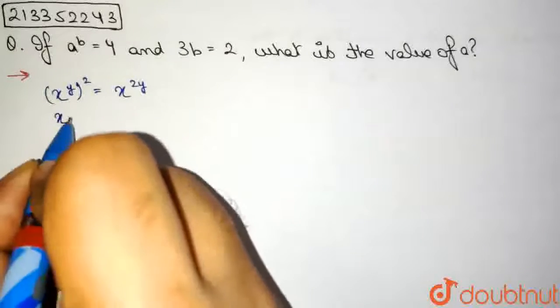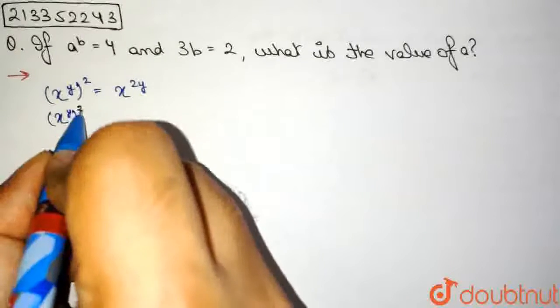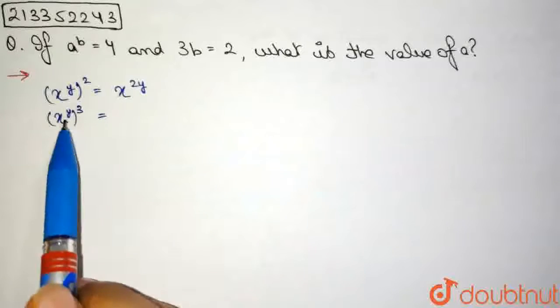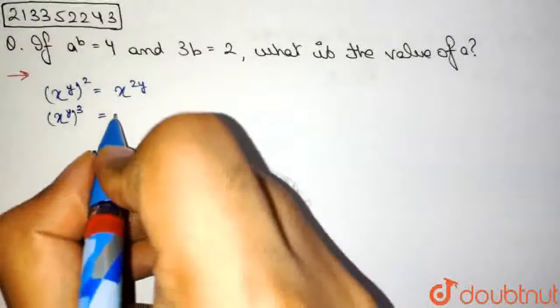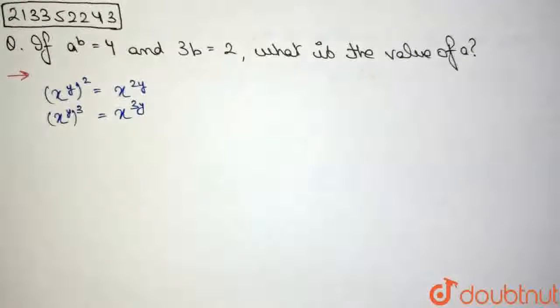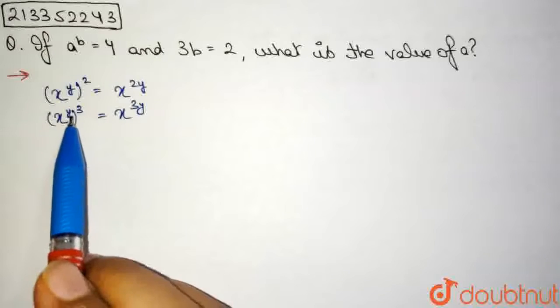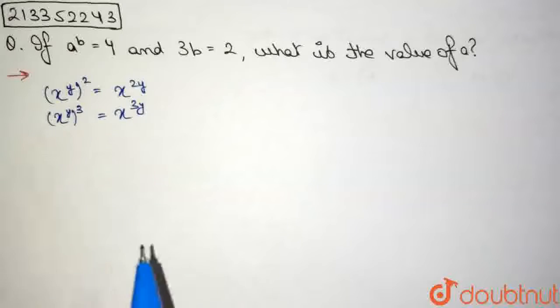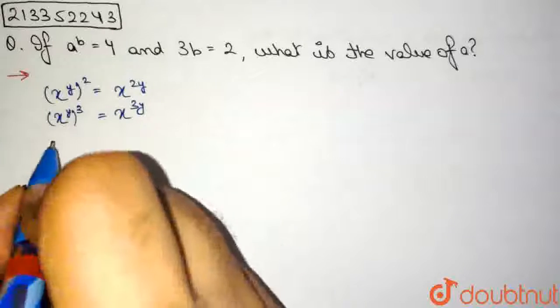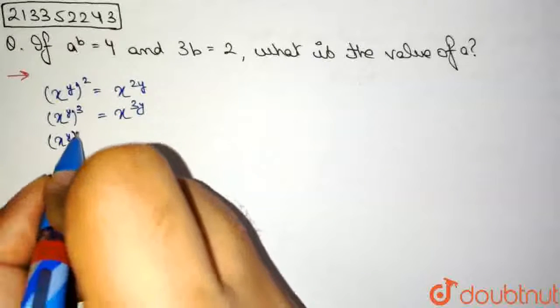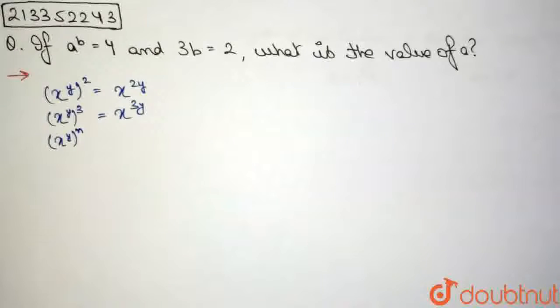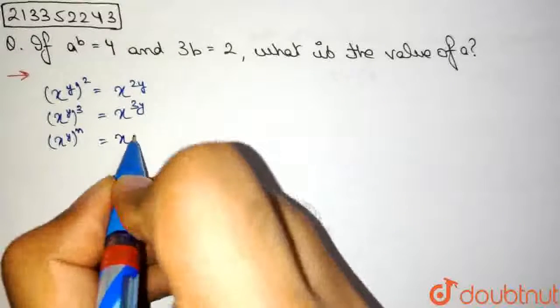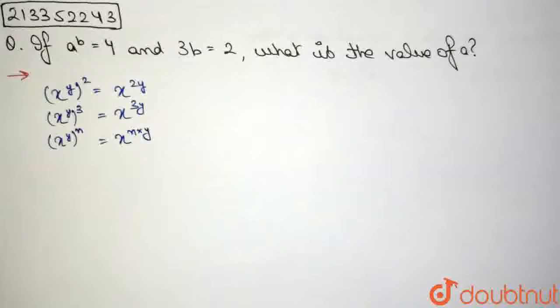Similarly, if I'm going to find the cube of x to the power y, once again this is going to be multiplied inside and it becomes x to the power 3y, or 3 multiplied by y. So for any power of x raised to any power, we simply multiply the powers. If it is x to the power y raised to the power n, so we are finding the nth power of it, this is nothing but x to the power n into y, right?